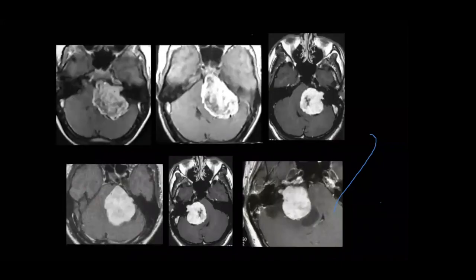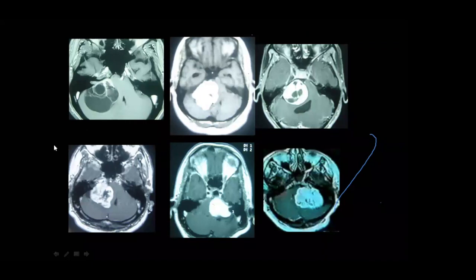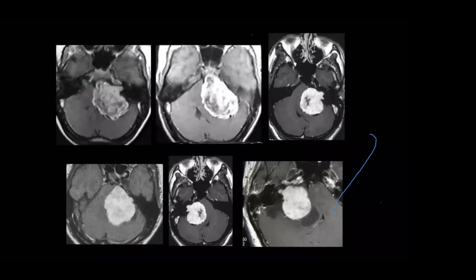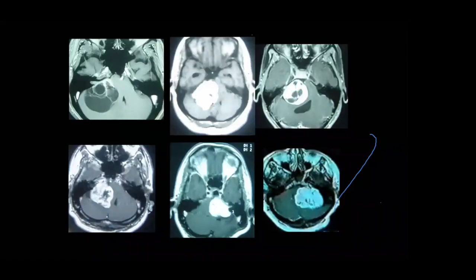One patient of mine, coming from the West Bank, from Palestine. This is a grade 5. As you can see, it's crossing the midline, distorting the fourth ventricle. And these are the examples of these patients. So this is my series, some of the cases I've done, very large cases.